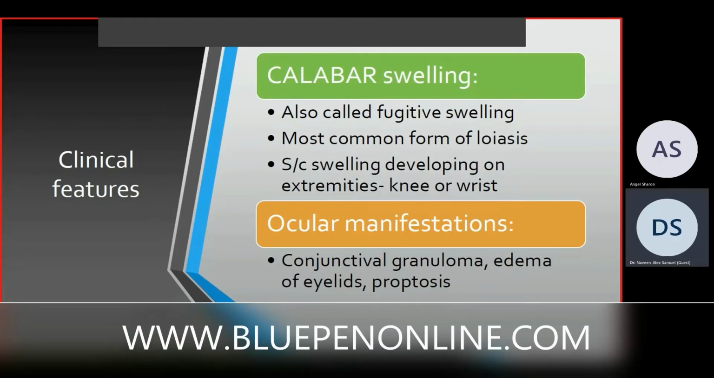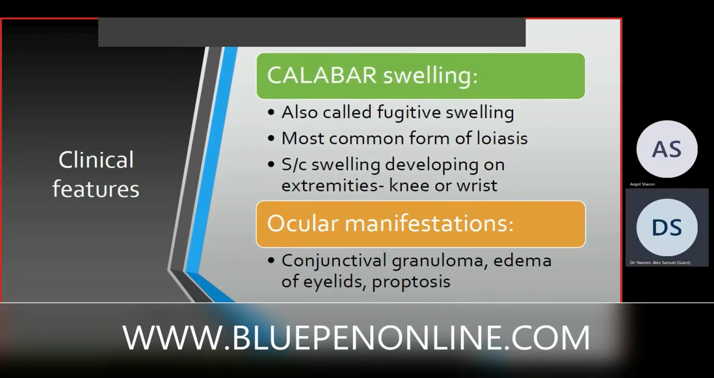What are the clinical features? There is the Calabar swelling. Remember this Calabar swelling. What is Calabar swelling? It's also called fugitive swelling. Most common form of loiasis. It is a subcutaneous swelling developing on the extremities like the knee and the wrist. So Calabar swelling is also called fugitive swelling. It is the most common form of loiasis, and it affects the subcutaneous tissue. That's why it's called a subcutaneous swelling developing on the extremities like the knee or the wrist.